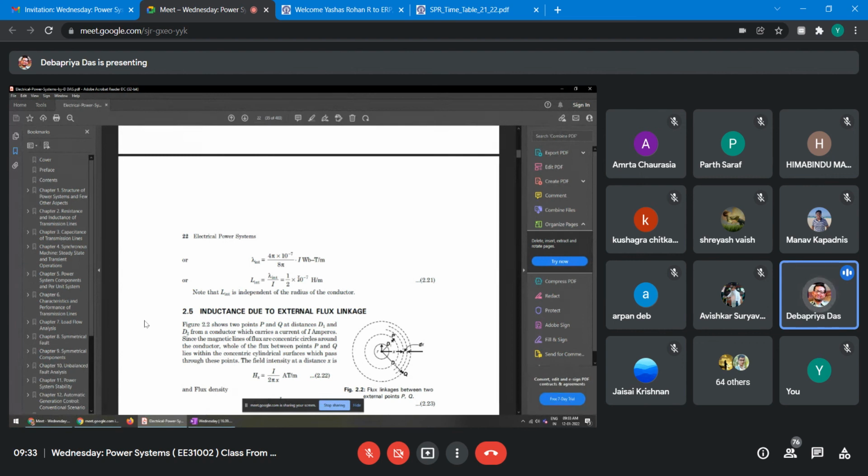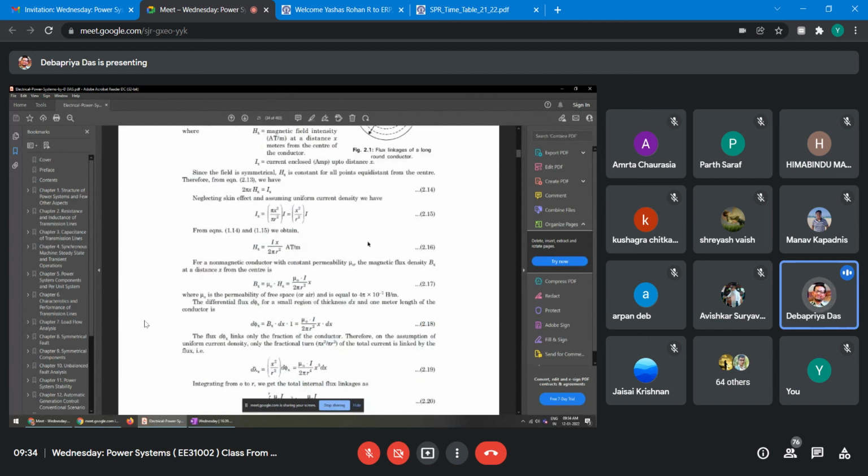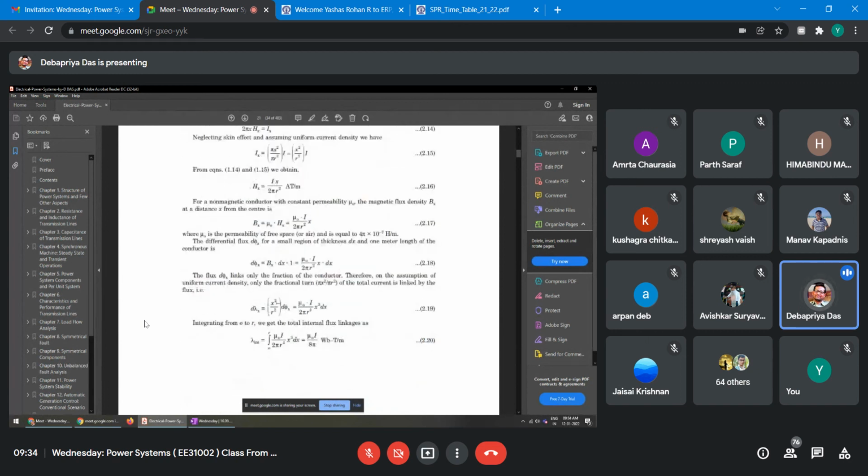But here we assume these are the fractional turns, because the current density is uniform at every point, but internal to the conductor flux linkages will be there. Suppose from the diagram this is a flux line. Inside that, whatever current it links, if you move towards the surface, it will link more current. So how to relate the fractional turn? That is based on the current density, and that's why we have taken x square upon r square. This is the philosophy.